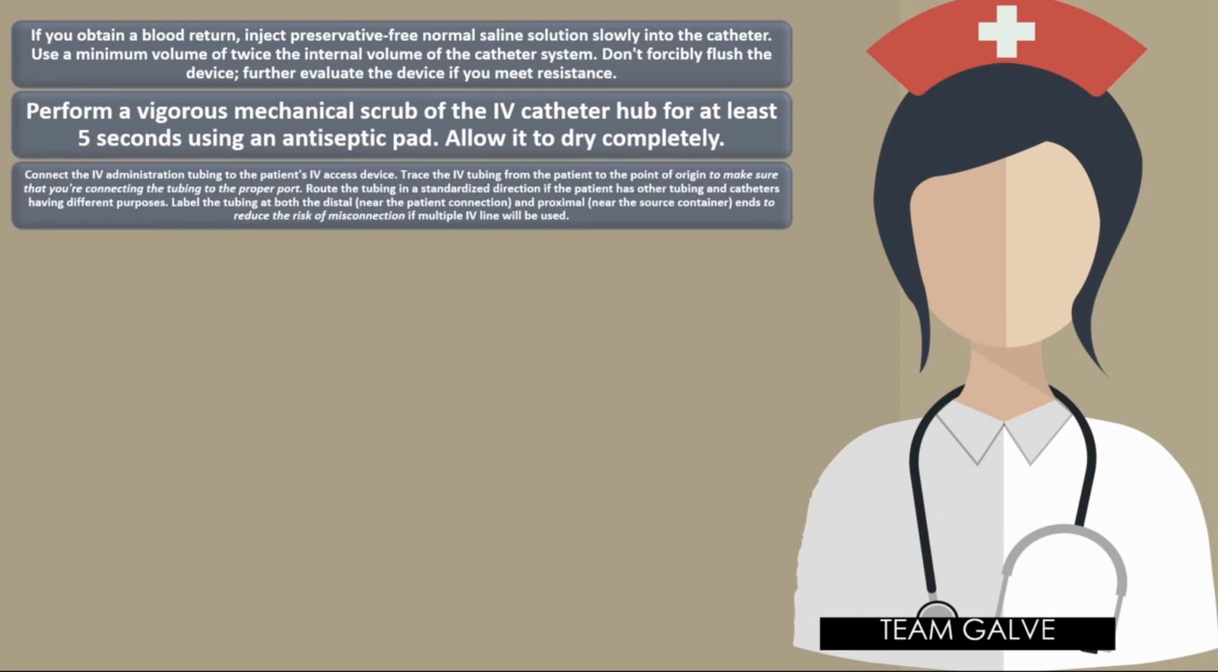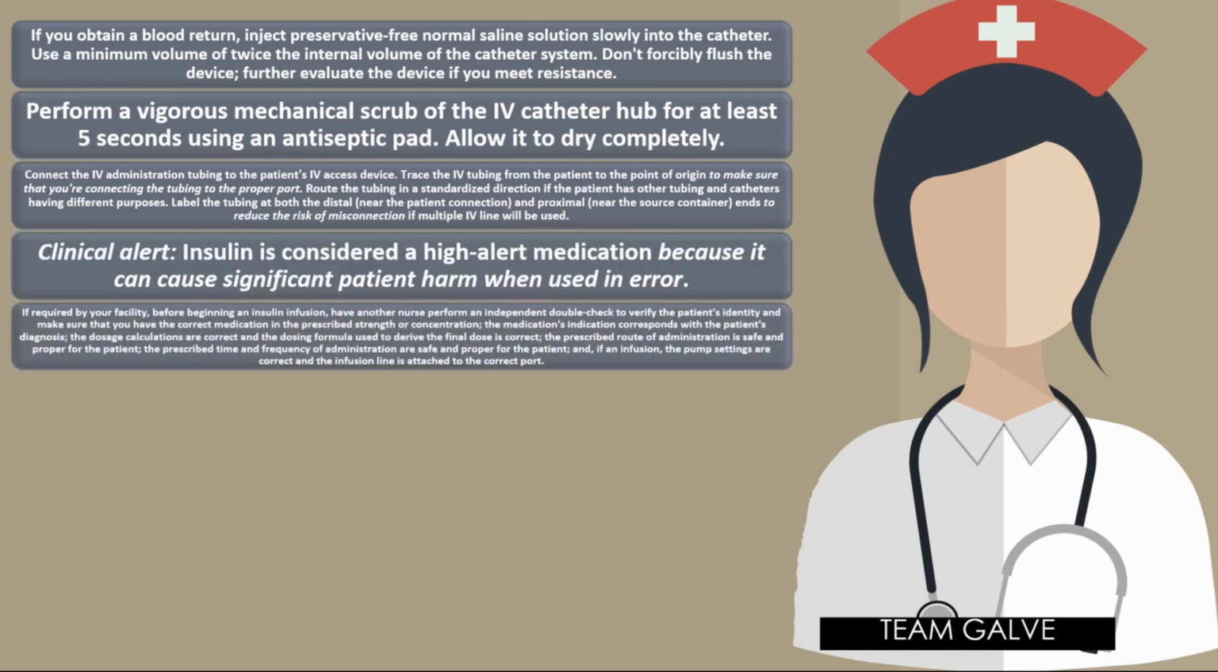Connect the IV administration tubing to the patient's IV access device. Trace the IV tubing from the patient to the point of origin to make sure that you're connecting to the proper port. Route the tubing in a standardized direction if the patient has other tubing and catheters having different purposes. Label the tubing at both the distal end, near the patient connection, and the proximal end to reduce the risk of misconnection if multiple IV lines will be used. Line reconciliation lang ito. Okay?